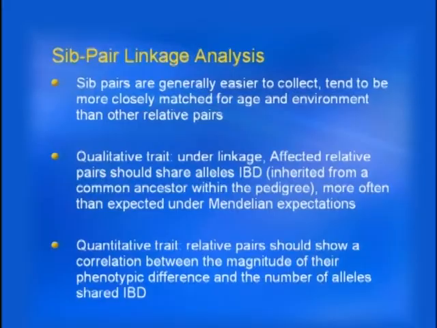The other thing is that with all of these non-parametric approaches, we can look at either qualitative traits or quantitative traits. So with a qualitative trait, for example, we could use something like affection status. Do you have cancer? Do you not? Do you have diabetes? Do you not? Okay, that type of trait. What we're looking for in that situation is whether or not the affected relative pairs, and we can do these analyses where we take relatives who are both affected with the disease, those would be concordant or affected relative pair analysis, versus situations where the pairs are discordant for disease status. Depending on which way you do it, you're looking for something slightly different.